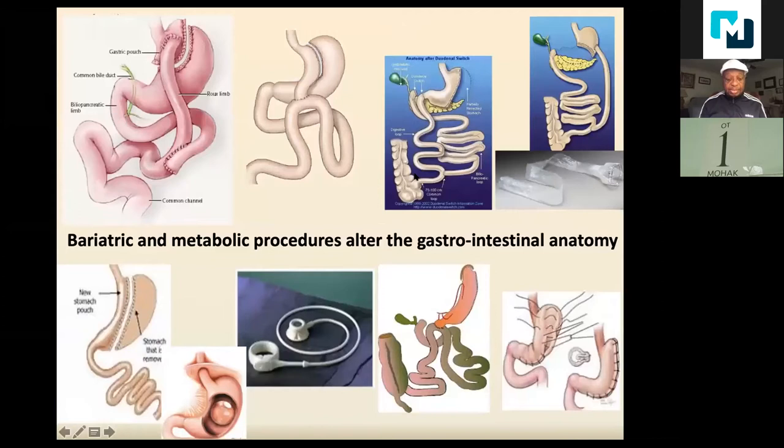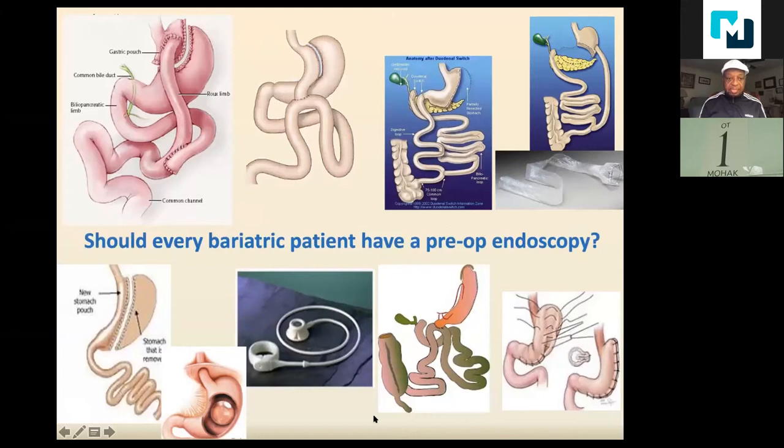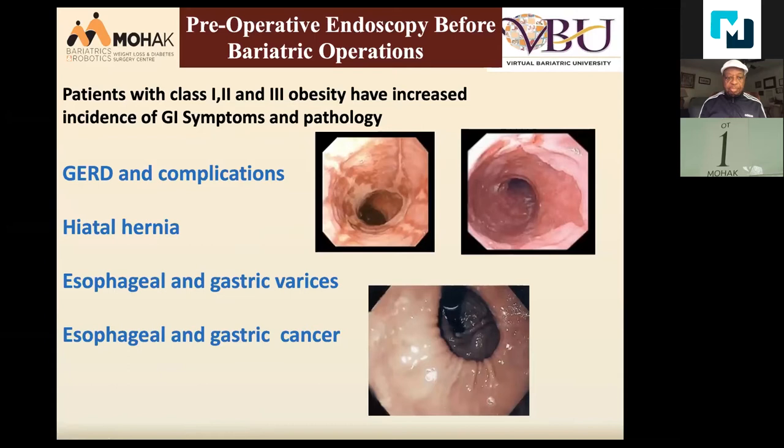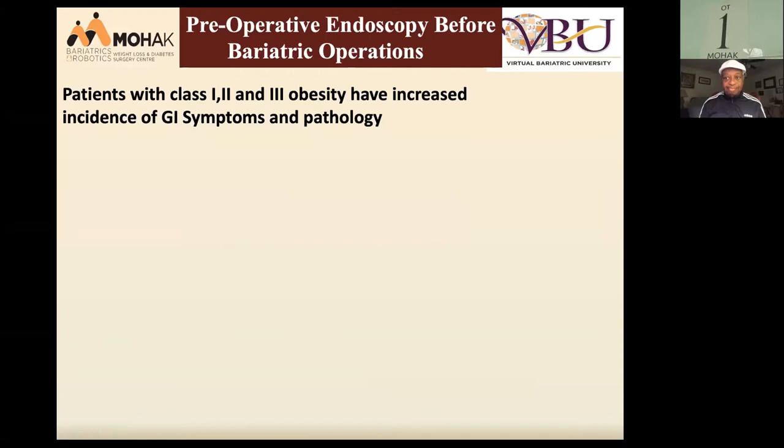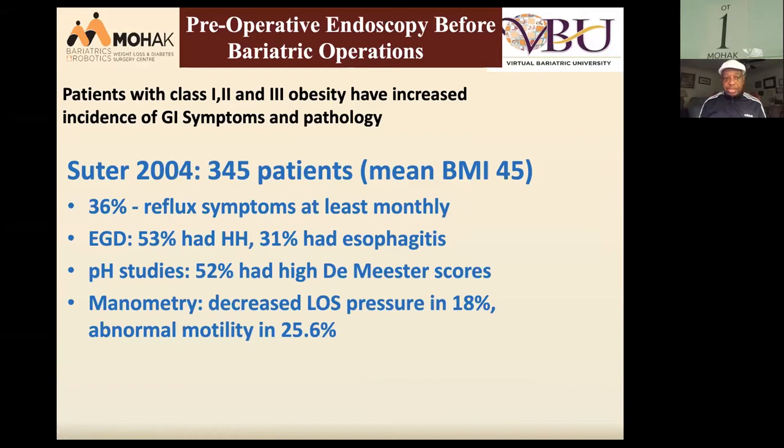Now, bariatric and metabolic procedures alter the gastrointestinal anatomy. And some of the alterations do not permit access to the rest of the GI tract or make it impossible. Also, morbidly obese patients have increased incidence of pathology and symptoms like GERD, hiatal hernia, and esophageal lesions. Sartre has reported on this, where he showed 36% of the 345 patients he evaluated had reflux symptoms. On endoscopy, 53 had hiatal hernia and 31 had esophagitis. And pH studies were negative in 52 patients.